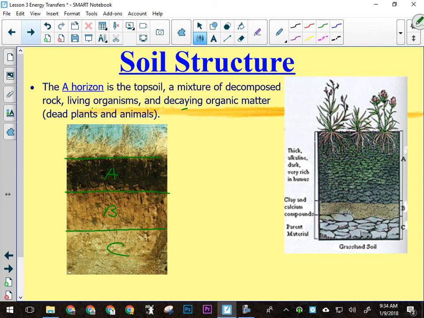Not usually. No. Like the bacteria and stuff that decompose them only live in this layer. They can't live further down because there's not enough oxygen. Right?